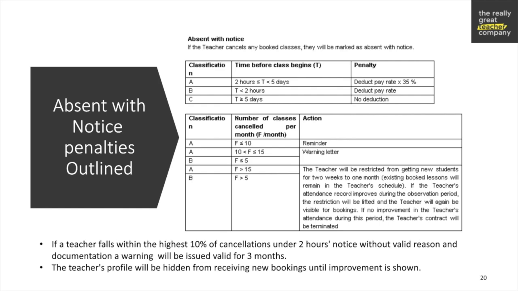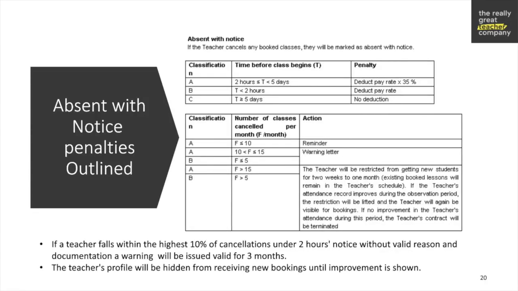As you can see, we have three different classifications. The first one is A: if you cancel class with more than 2 hours notice and less than 5 days notice, there is a deduction of 35% of your base pay penalty. B is if you cancel class with less than 2 hours notice, there's a deduction of your full pay. So if you cancel one lesson, they deduct the pay for that lesson. C is if you cancel class more than 5 days in advance, then there is no deduction in pay and no penalties will apply. No warnings either.